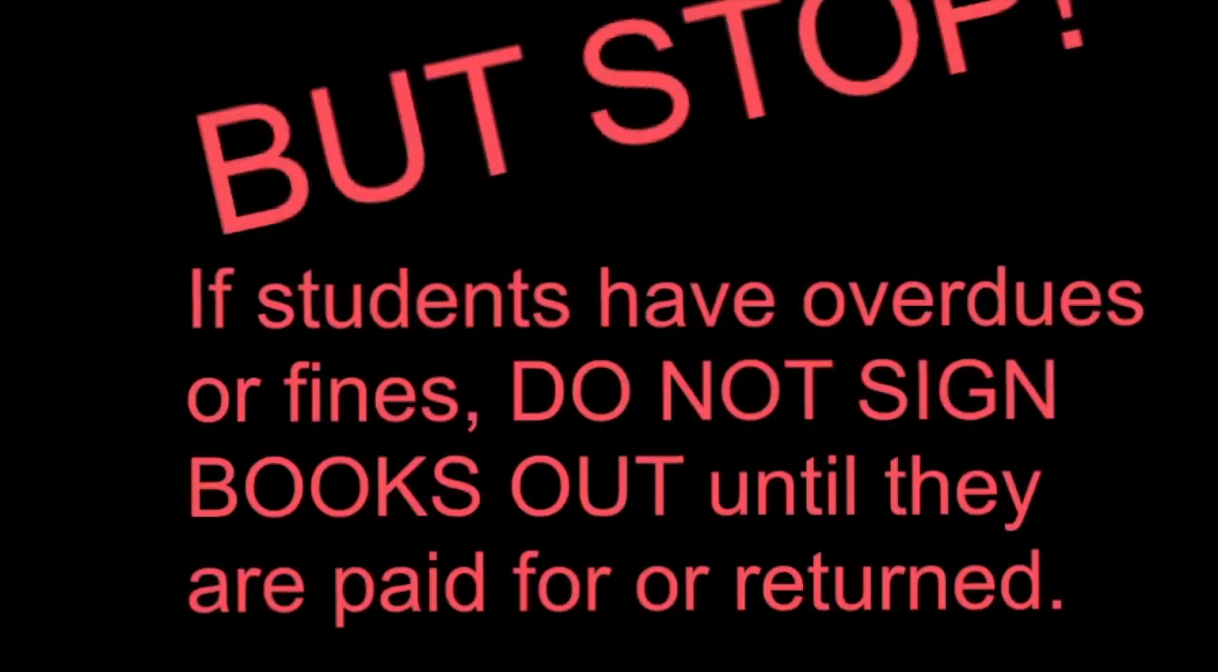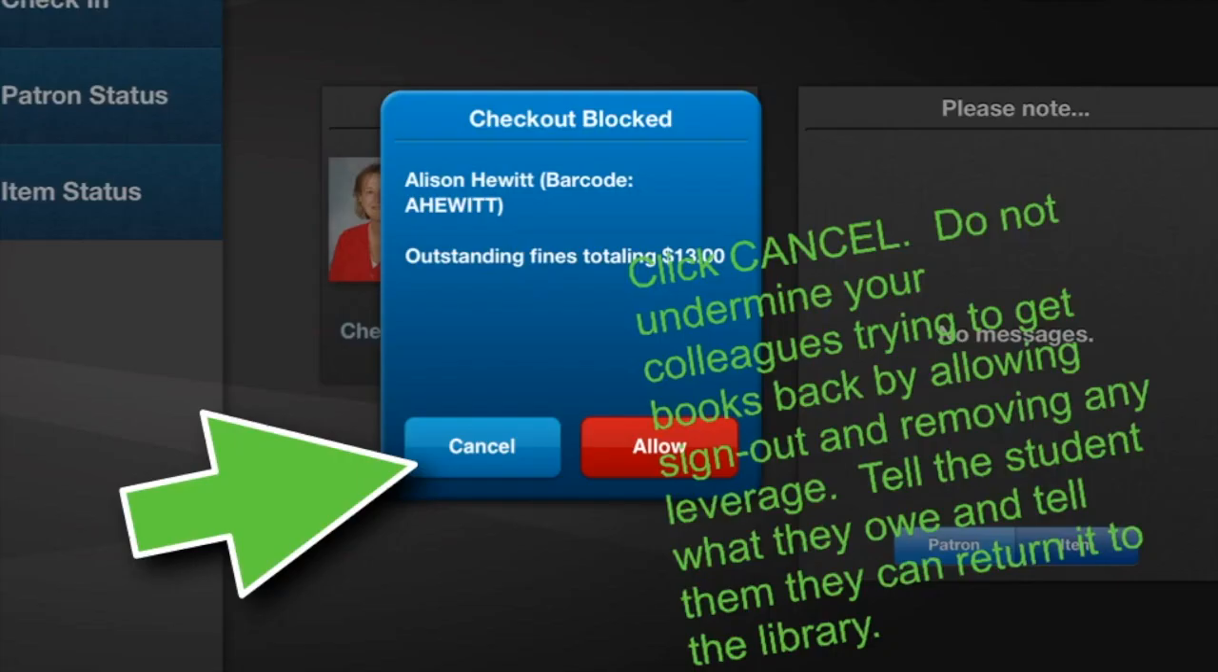But be careful at this point. If students have overdues or fines, a message will come up to tell you that. Do not sign books out until those books are paid for or returned by the student. This is what the screen looks like when a patron has a fine or an overdue book. You'll get a message saying that the checkout has been blocked.